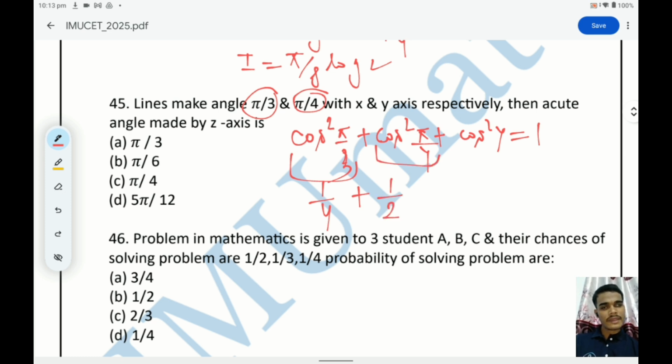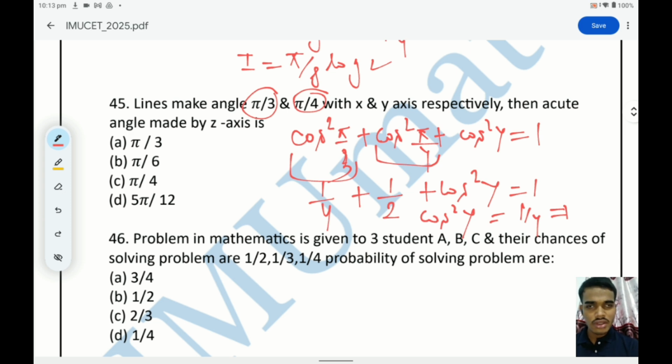Plus cos square gamma, and the sum is 1. Then cos square gamma will be what? Cos square gamma will be equal to 1 upon 4. It means cos gamma is 1 upon 2, and therefore gamma will be pi upon 3. Simple, option A.